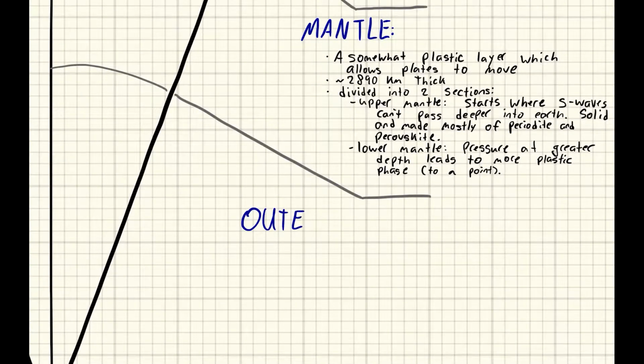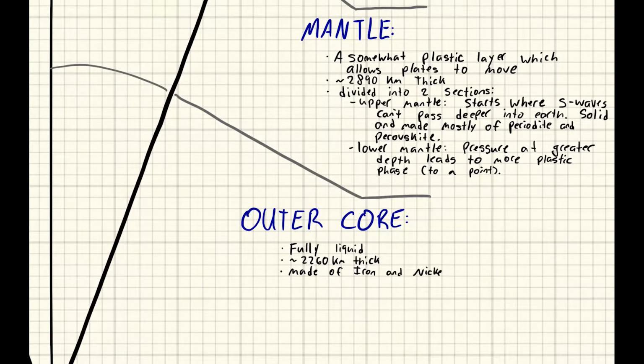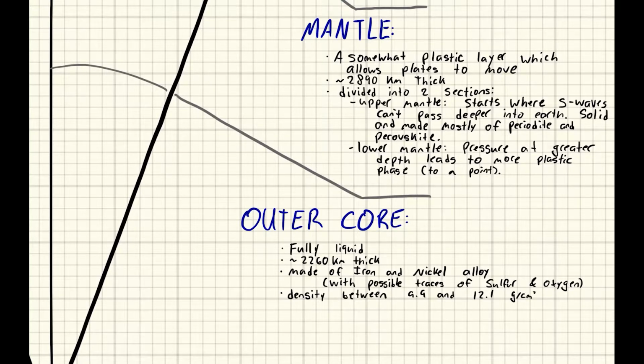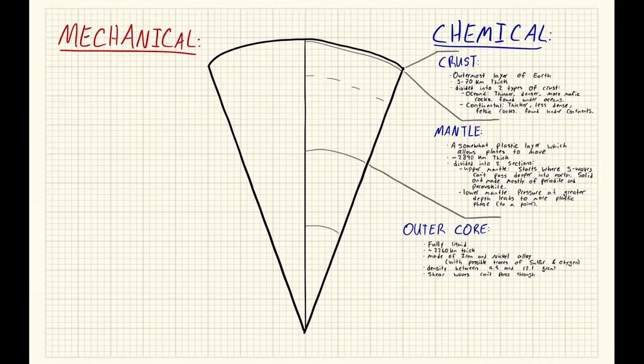The outer core is fully liquefied, with a depth of 2,260 kilometers. It is composed mostly of iron and nickel, with the possibility of sulfur and oxygen also being present. It has a density of between 9.9 and 12.2 grams per centimeter cubed. Scientists learned of its liquid state due to the fact that shear waves can't pass through this section of the Earth. However, much of the other properties of this layer aren't fully known or understood.